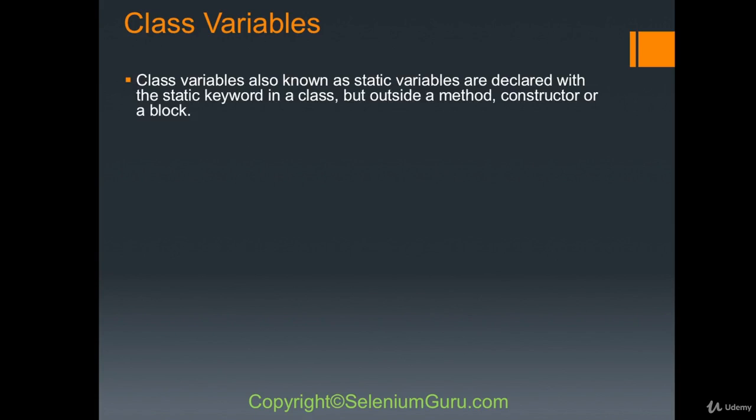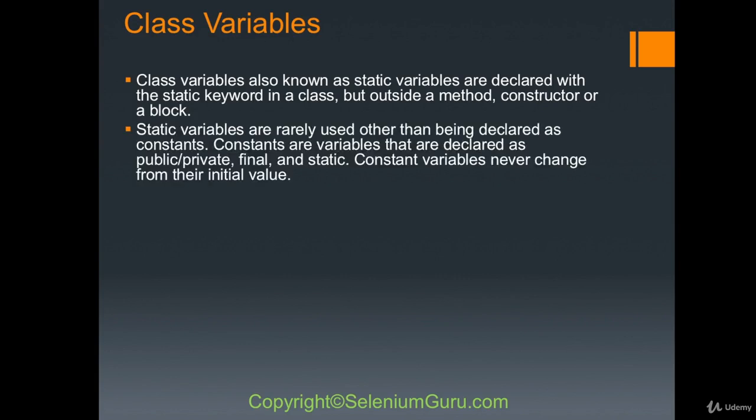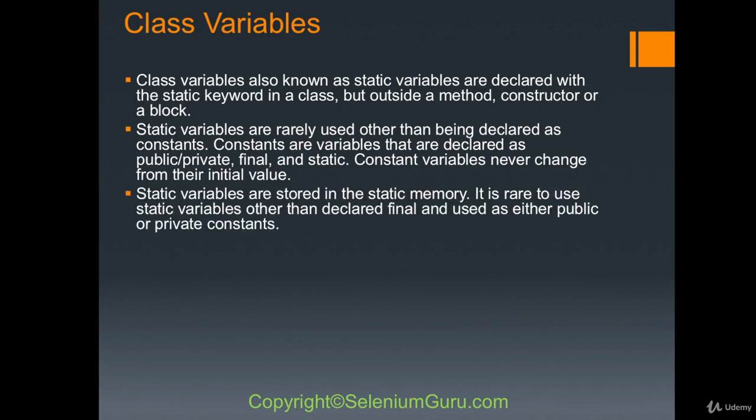Static means it's not change, right? Static means constant, and they are declared with the static keyword in a class, but outside a method, constructor, or block. So what that means is, just like an instance variable, class variables are also declared outside a method, constructor, or a block. Static variables are rarely used other than being declared as constants. Constants are variables that are declared as public, private, final, and static. Constant variables never change from their initial value.